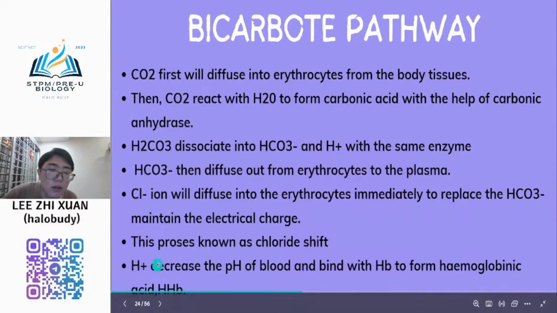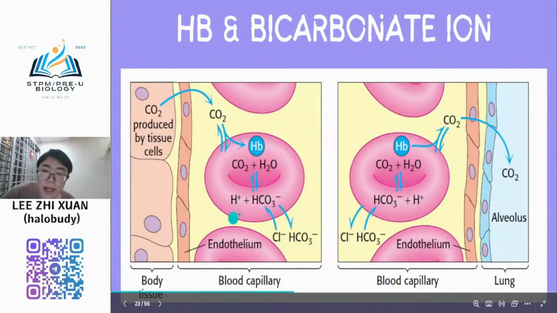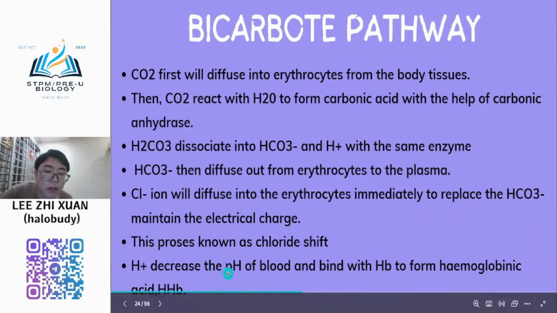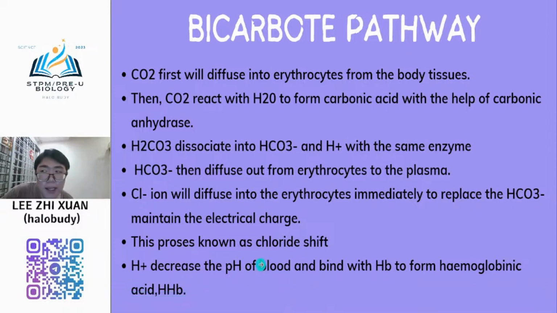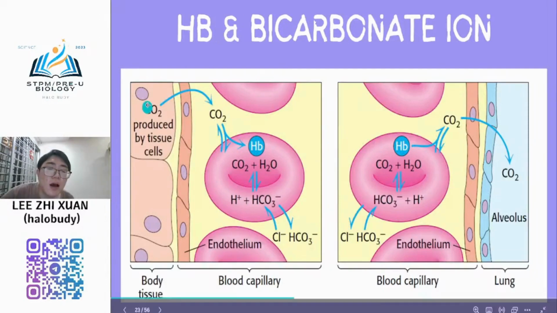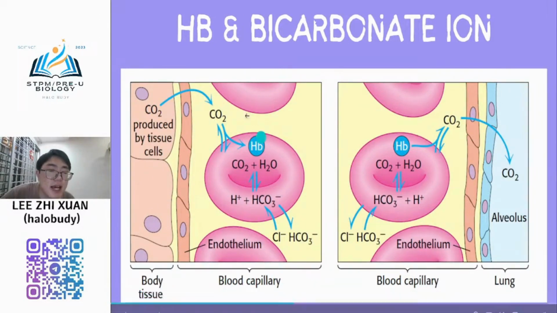Okay, and then you know that there is hydrogen ion here. What happens to this hydrogen ion? This hydrogen ion will decrease the pH of the blood, because hydrogen ion is one of the key acidic ions. If you learned chemistry in semester 1, you already learned that hydrogen ion decreases the pH of the blood, making an acidic environment. This hydrogen ion will combine with the hemoglobin to form hemoglobinic acid, HHb. So this is the first process inside the body tissue.